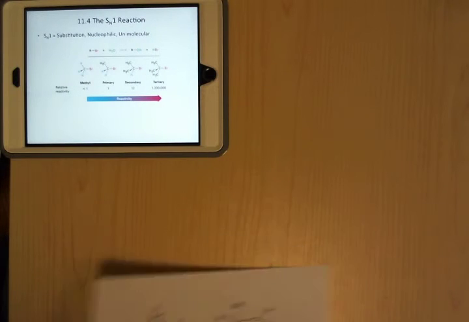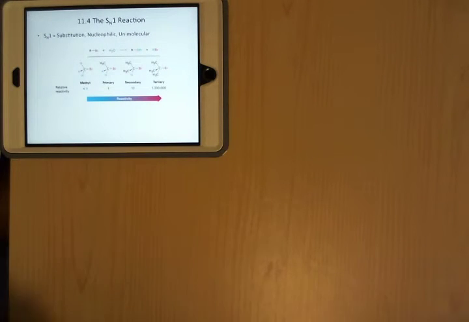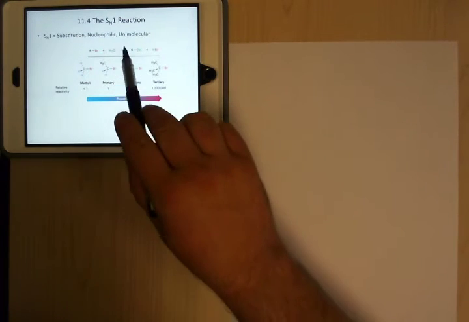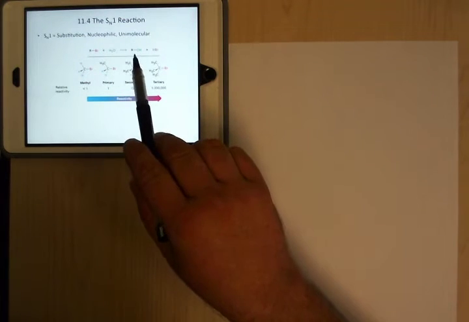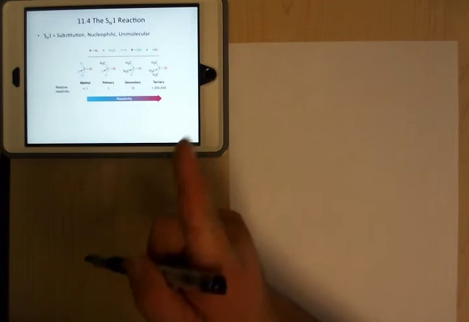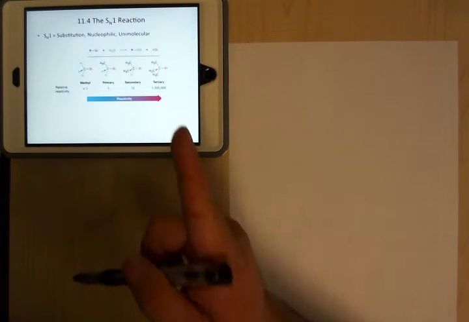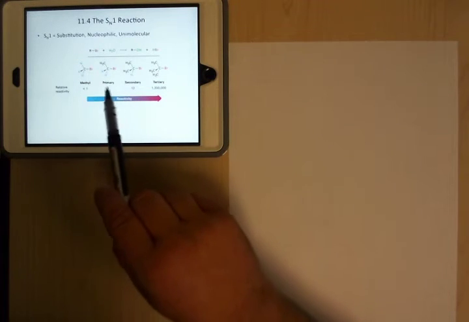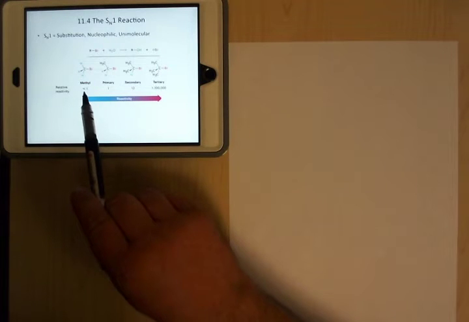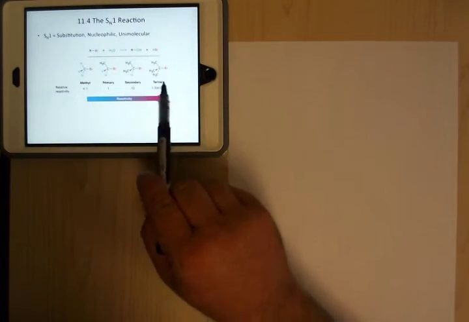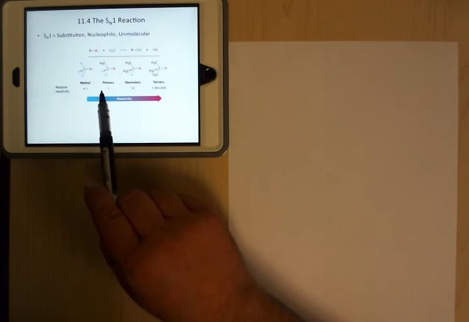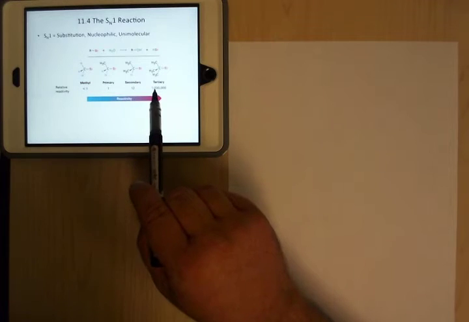Okay, now we're going to talk about an SN1 reaction. As the name implies, it's a substitution, nucleophilic, but the slow step is unimolecular. There's only one thing involved in that slow step. It turns out that tertiary carbons end up working really well. Primary carbons, it's not going to do anything. Tertiary is going to be really good.